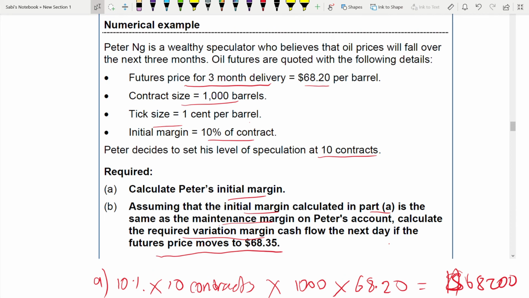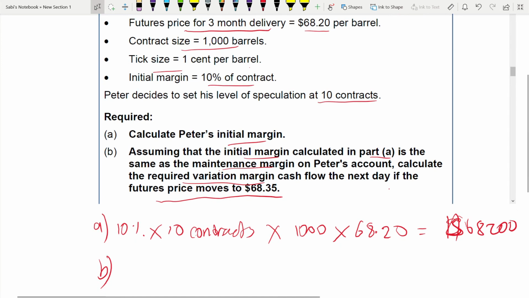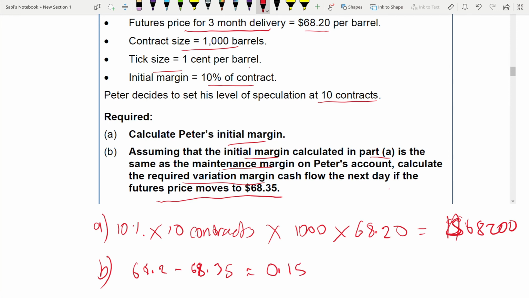Wait, 3 months for delivery. Okay. So the price went up, is it a profit or a loss? He will make a loss or a profit in the future. Understand this, please. Price increased means he will make a loss. What is the loss? The difference of the two prices: 68.2 is the future price minus 68.35. If you see the difference between the two, it is 0.15. And this is a loss in the future.